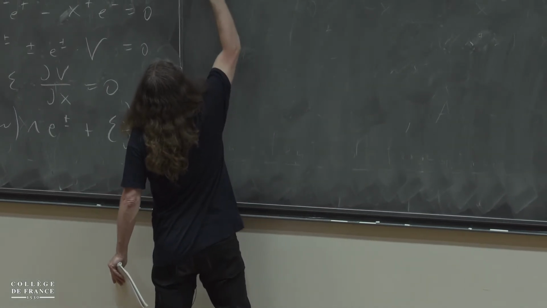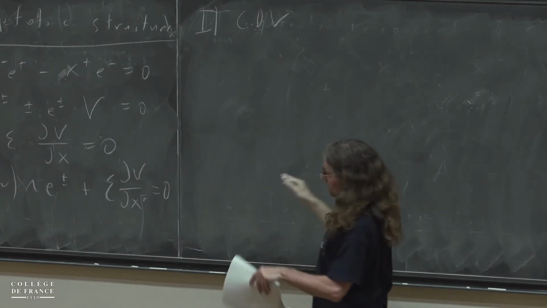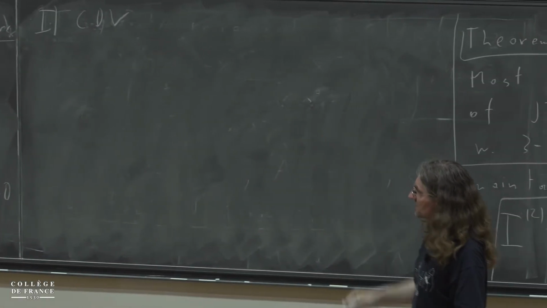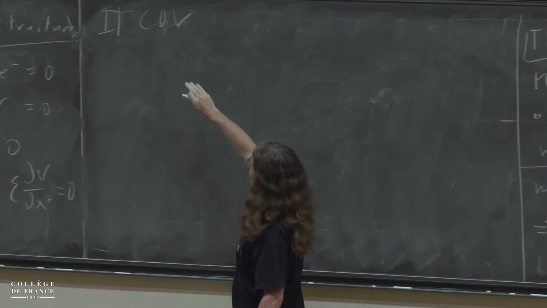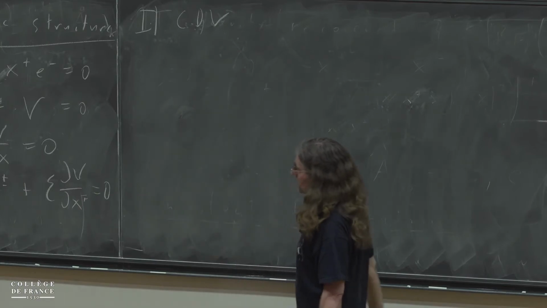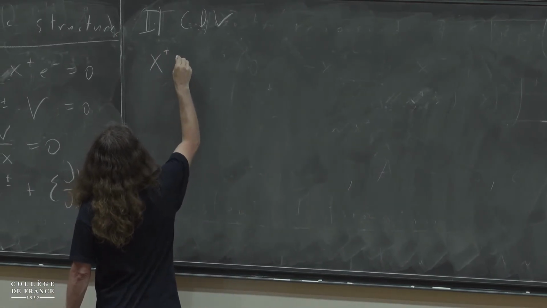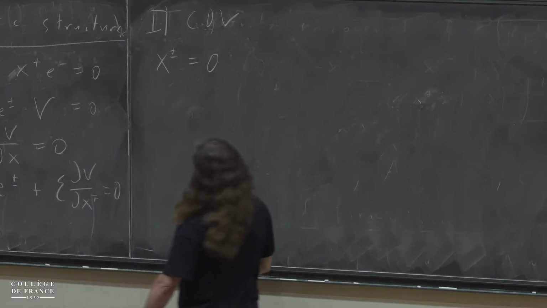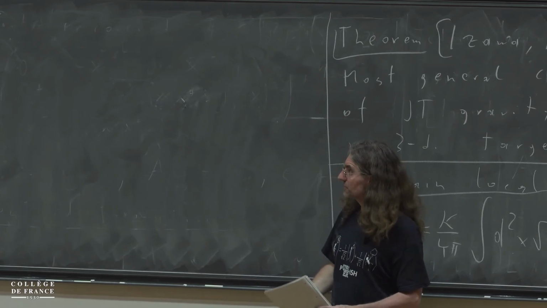But it's still not obvious how to solve them. So let me guide you through this. There are actually two disconnected sectors of solution, and the first one is kind of trivial, but let's discuss it first. These are so-called constant dilaton vacua, and they are defined by the property that both X plus and X minus vanish for these solutions. That's the defining property of these solutions.